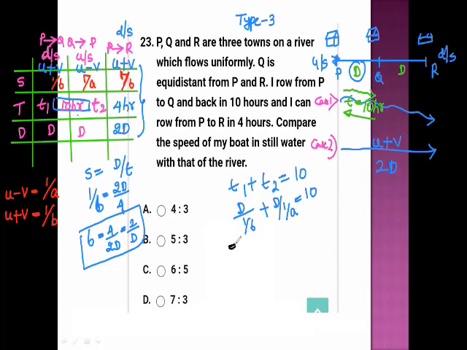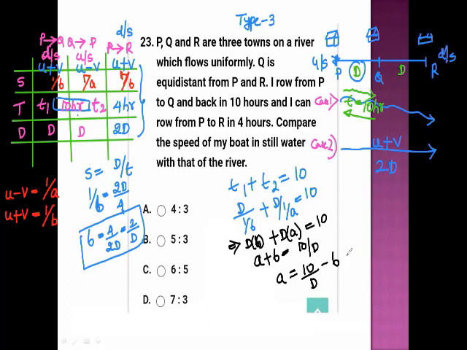Yes, so this implies that d into b, because it comes in the numerator, plus d into a is equal to 10. So d into b, this is not 6, this is b. I'm taking a plus b. If you take d as common, then a plus b comes to be 10 by d. Therefore, what is a here? Therefore a is equal to 10 divided by d minus b.